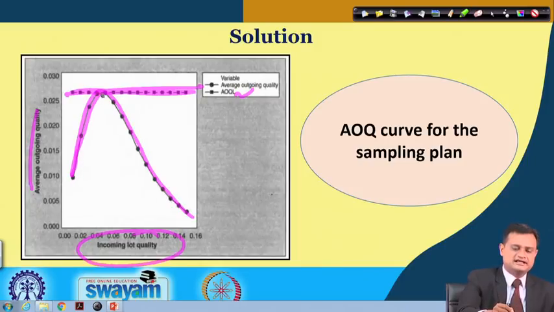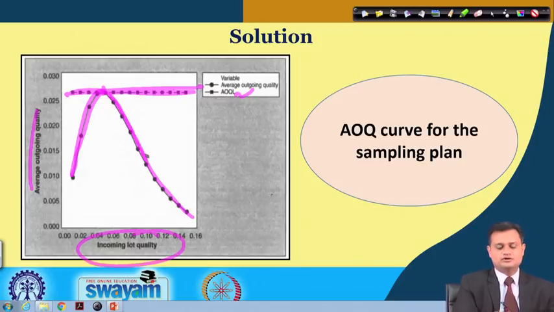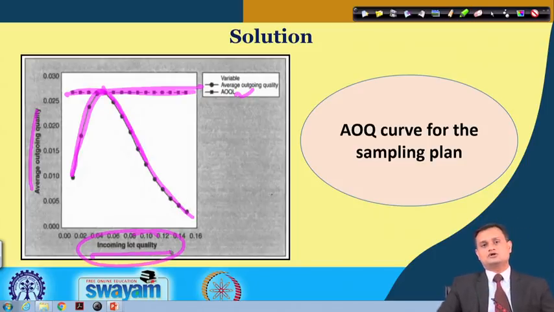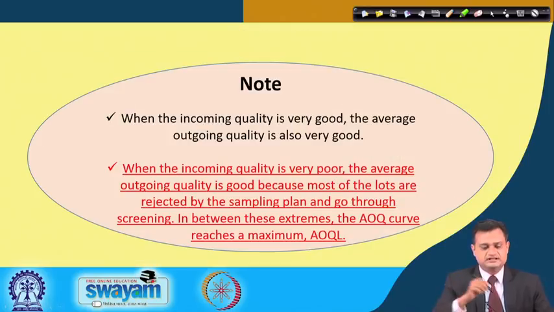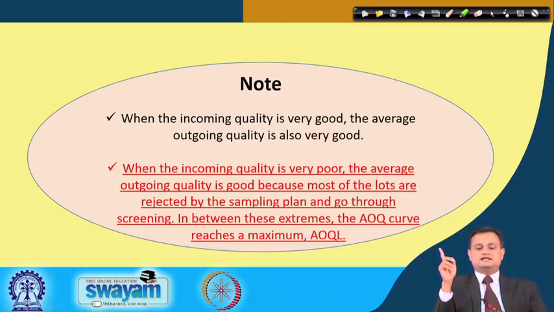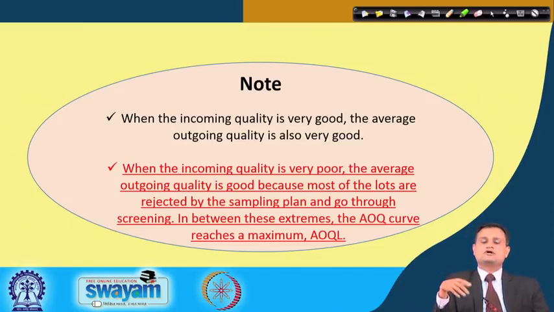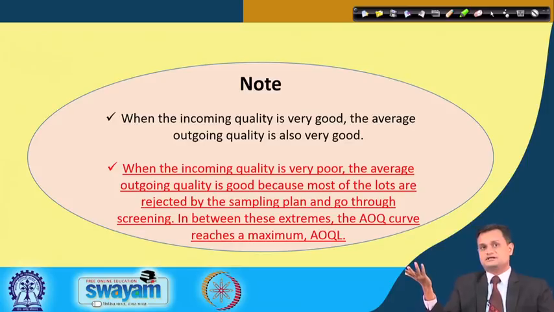Average outgoing quality is increasing up to a particular point and then it goes down. So, as the incoming lot quality worsens, my average outgoing quality goes down. Initially it increases. Now, why does this happen? It is interesting to see that when the incoming quality is very good, meaning your proportion non-conforming is less, the average outgoing quality is also very good, that is obvious.